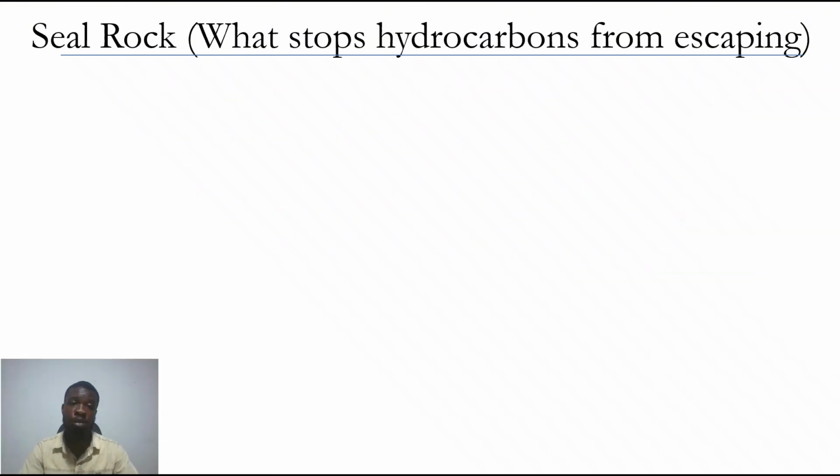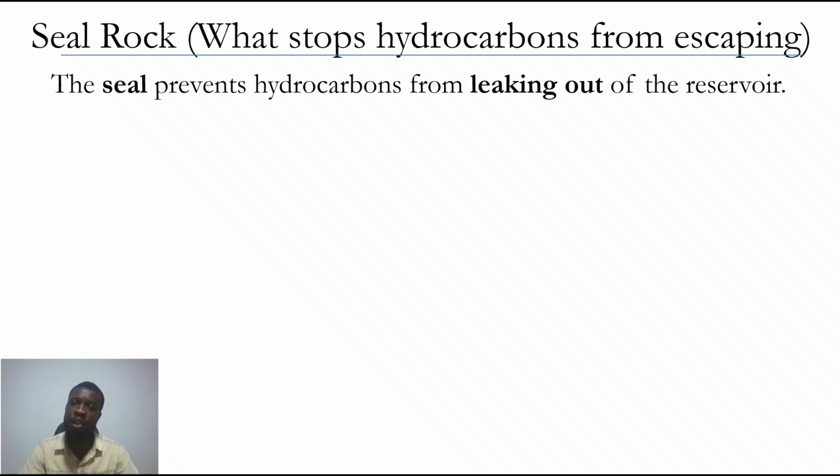Another element that we're going to look at is what we call a seal rock. What a seal rock basically does is stop the hydrocarbons from escaping. So they prevent hydrocarbons from leaking out of the reservoir. Earlier we mentioned that reservoir rocks are permeable and porous. That is, they allow fluids to be stored, and also allow these fluids to move or flow from one point to another. Which means if you don't stop these fluids, they'll just keep flowing out of your reservoir. And so the element that prevents these fluids from flowing out of the reservoir is what we call the seal system.